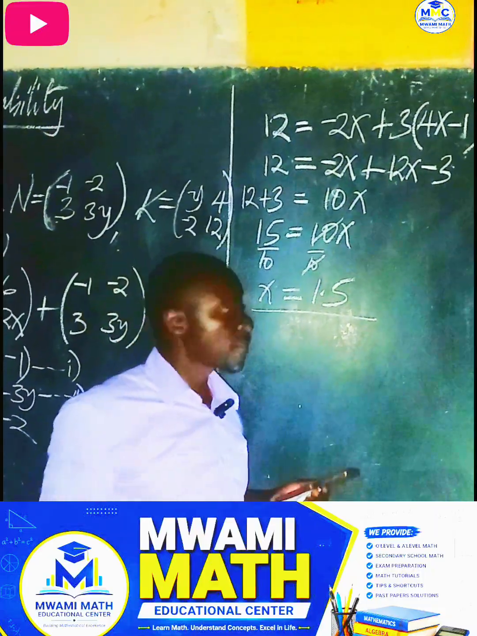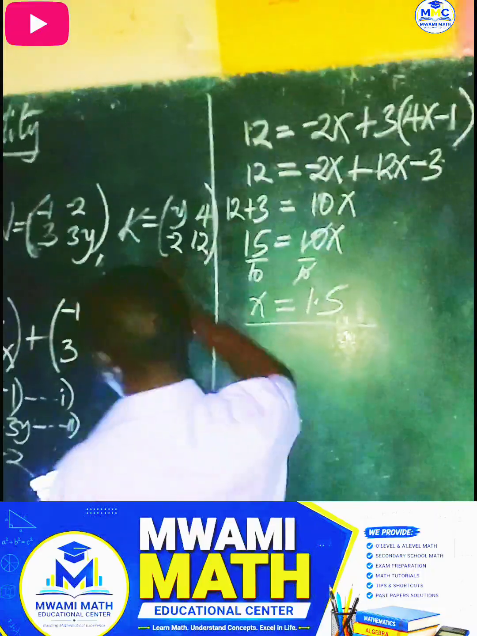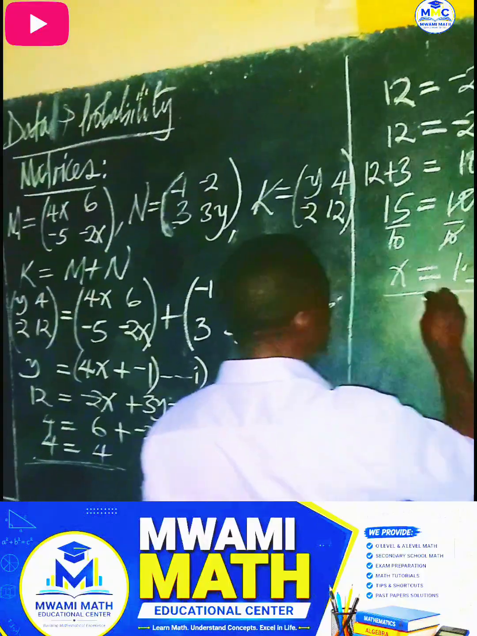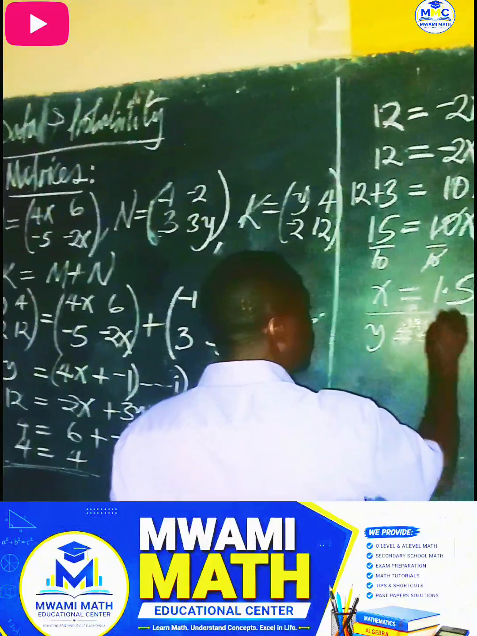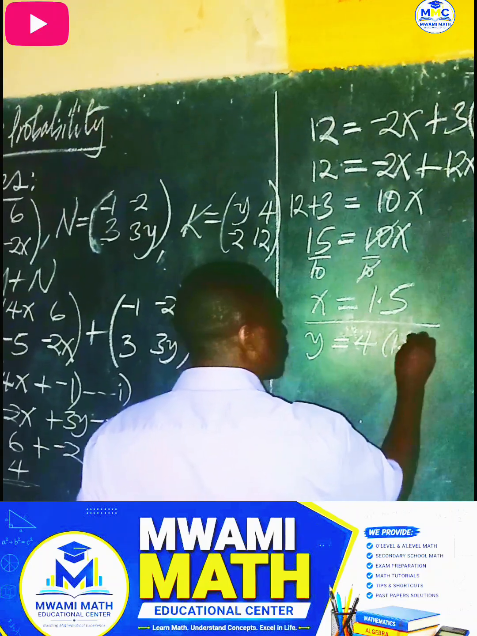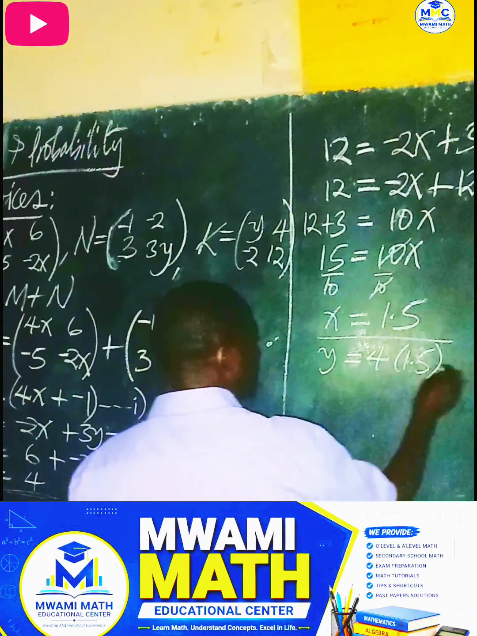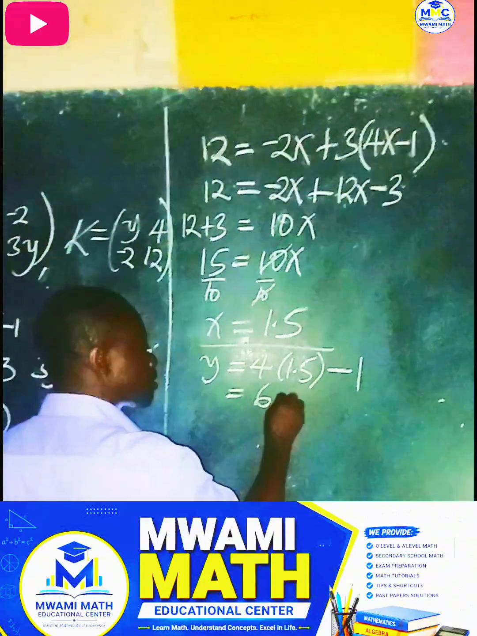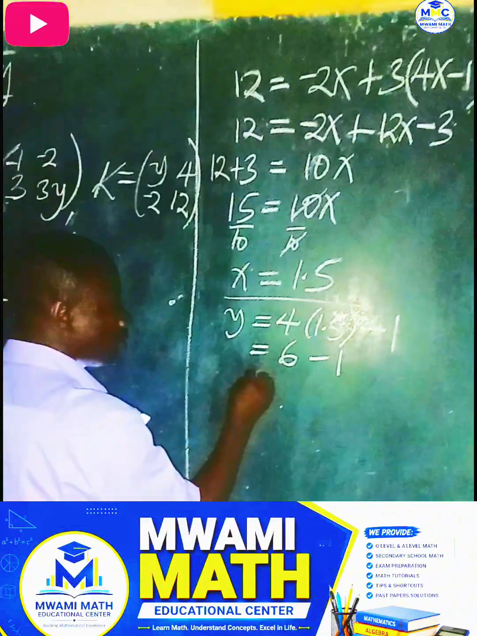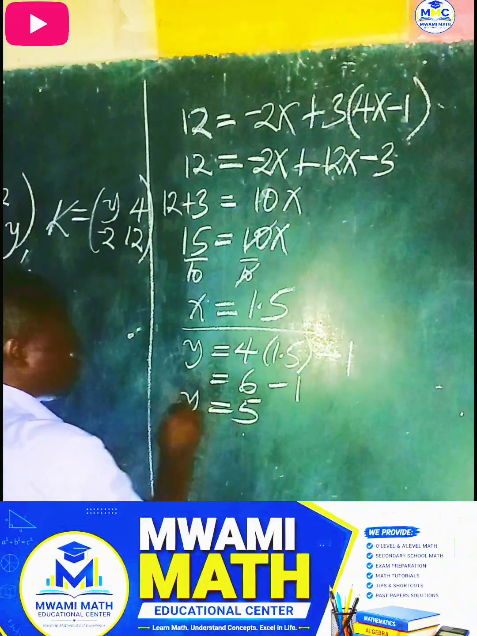So from there, we can get our y. But remember, y has been made equal to 4x minus 1, but our x is 1.5. 4 times 1.5, that is 6. 6 minus 1 gives us 5.